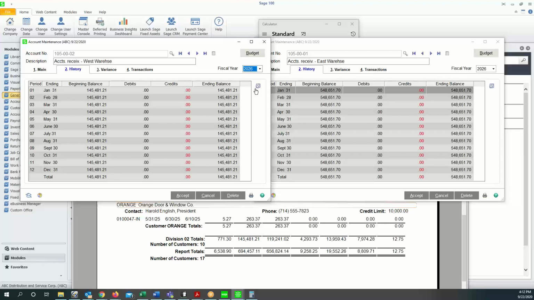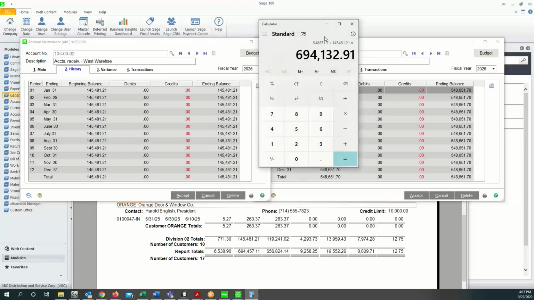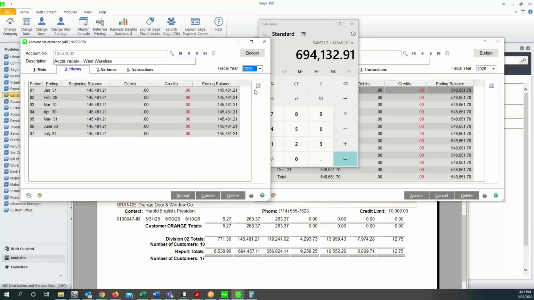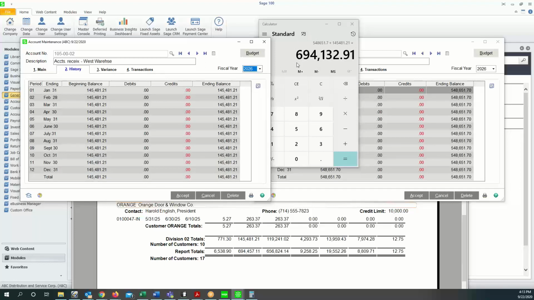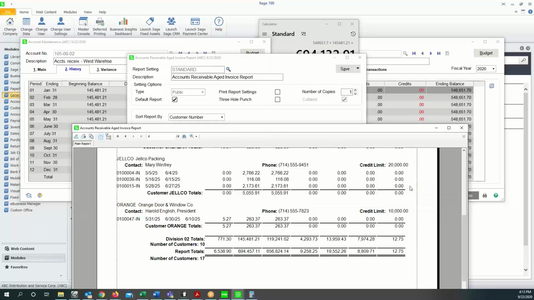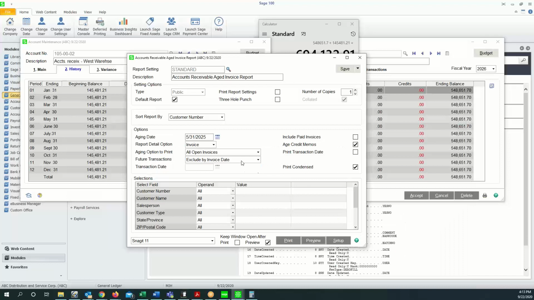Because if those numbers compare, that basically means that you have a timing difference from one period to another. So again, we have 694,132.91, and because I cannot take a fiscal year any farther than the year 2026, I know that this is my infinibalance balance. Okay, so what I want to do next is take a look at this report out to infinity. Well, how do I get a report out to infinity?